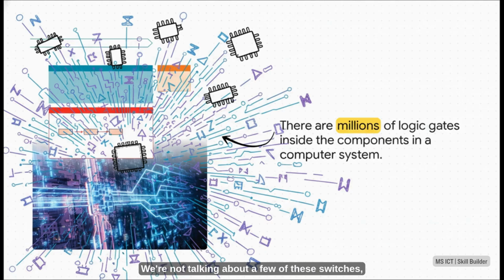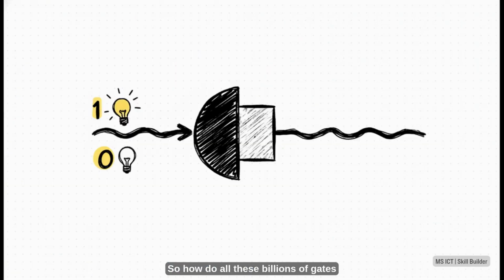And this is where things get absolutely mind-boggling. We're not talking about a few of these switches, or even a few thousand. A single processor chip in your phone has billions of these logic gates crammed into a space smaller than your fingernail. It's incredible.